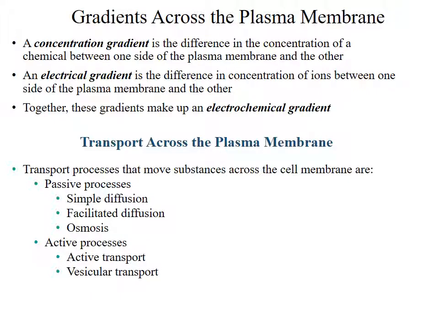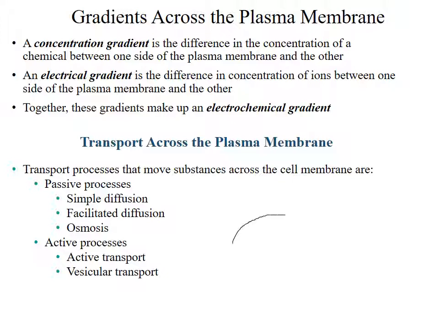So when we start talking about moving things across the membrane, we have to start talking first about what is going to drive the movement across the membrane, which direction the molecules are going to go, and why. And that is generally based on a concentration gradient. Concentration gradients are based on the molecules that you'll find on either side of a substance.